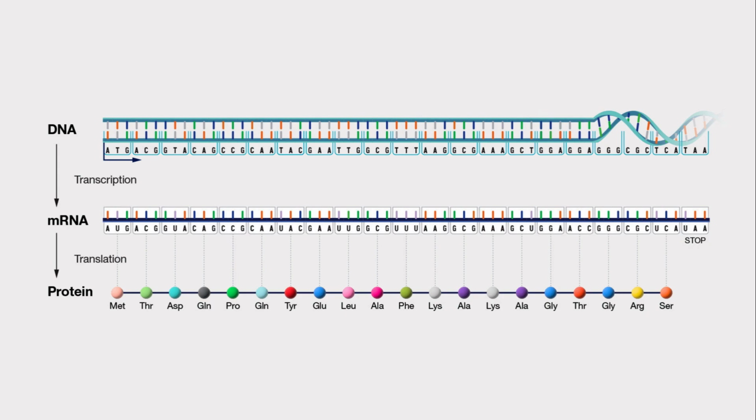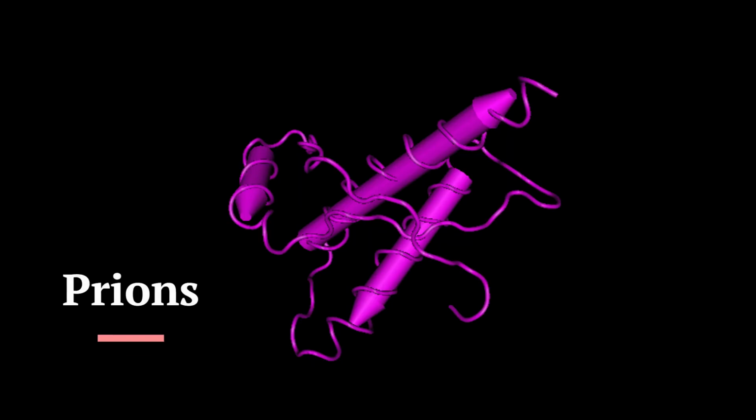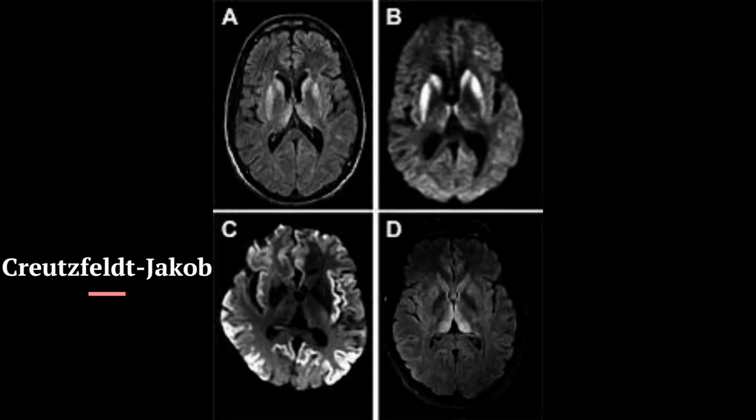A particularly notable example is that of prions. Prions are infectious proteins which replicate without going through DNA or RNA intermediates. Prions are responsible for the rare but devastating neurologic disease Creutzfeldt-Jakob, which is a uniformly lethal disease that causes degeneration of the nervous system.